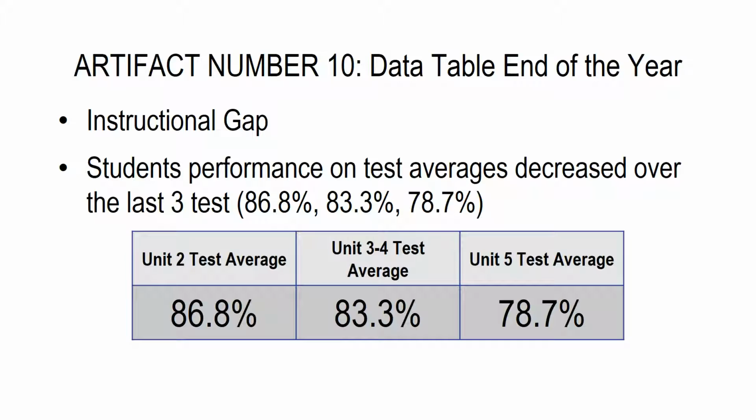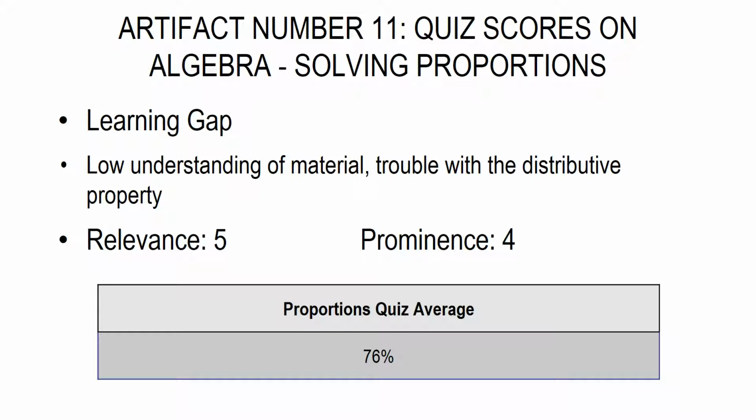For artifact 10, this is the end of the year data table that shows the last 4 major unit tests from my geometry class. We identified this as an instructional gap, similar to Anna's data table for the last few tests at the end of the year, in that we can see a very significant decrease on the last tests as we end the year out.